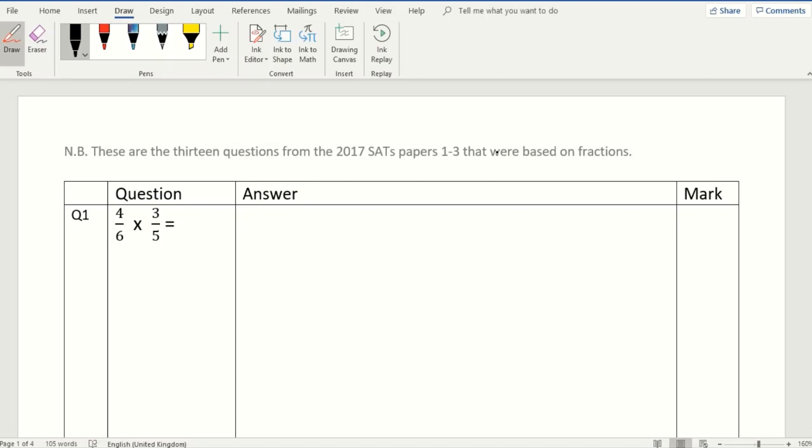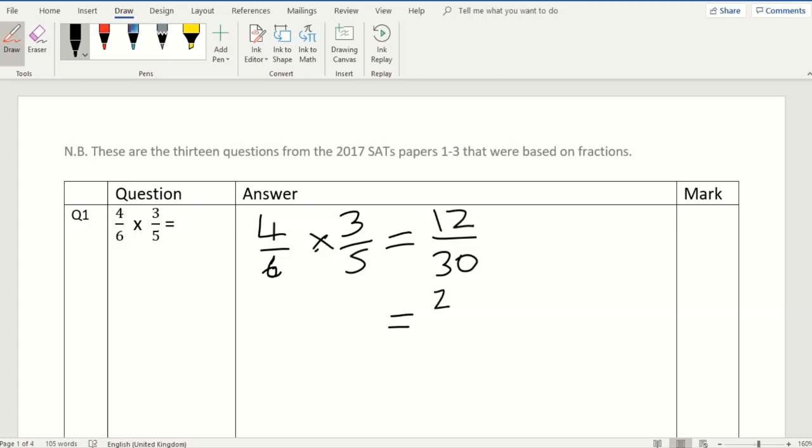So I always make a habit of rewriting the question. 4/6 multiplied by 3/5. And if you are familiar with multiplying fractions, you just multiply straight across. So that's going to be 12/30, which then simplifies down to 2/5.